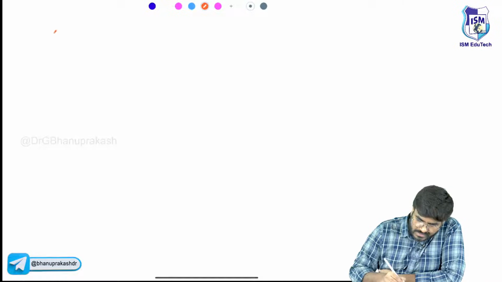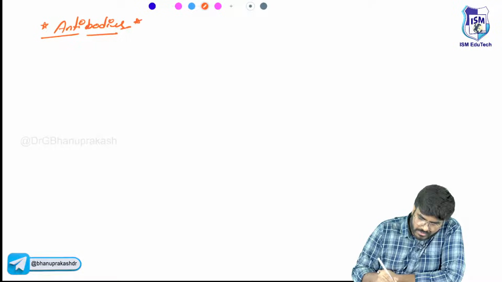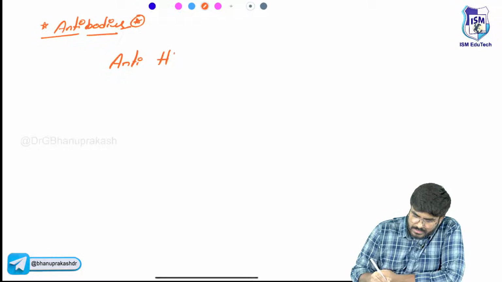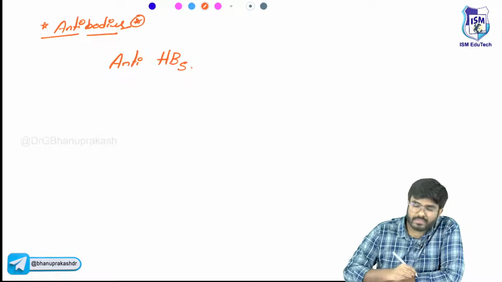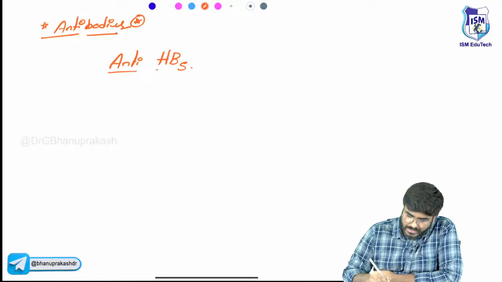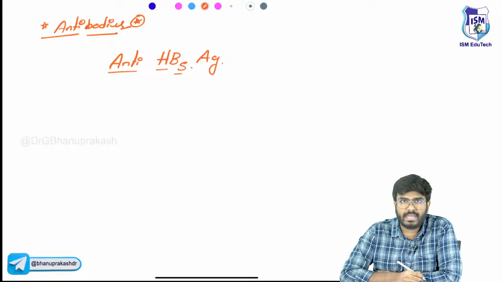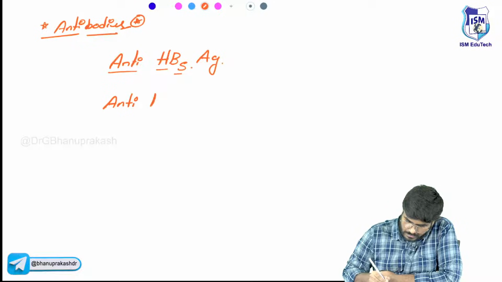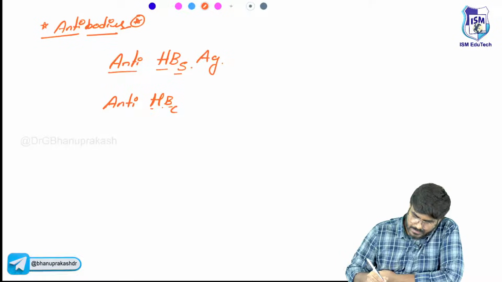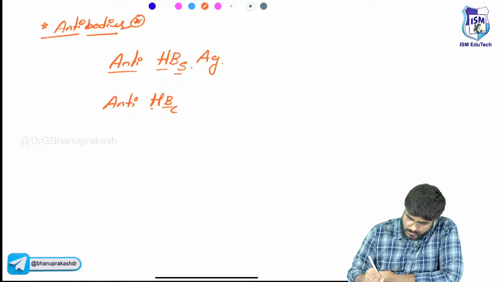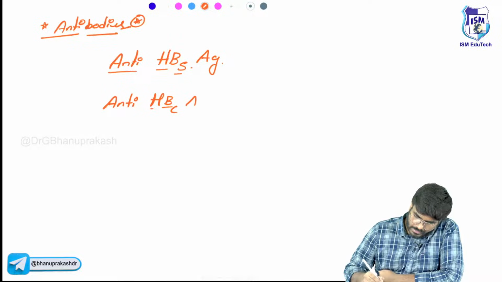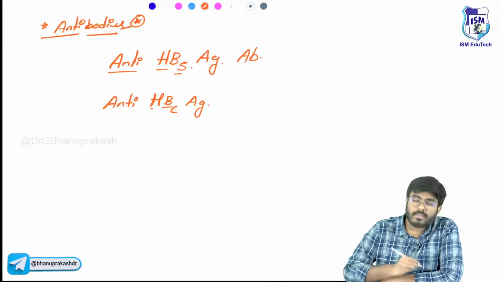Now, antigens completed. After this, antibodies. How many types of antibodies are there? Anti-hepatitis B surface antibodies, anti-HBs. Next, anti-HBc, anti-hepatitis B core antigen antibodies. These are the antibodies I am talking about.